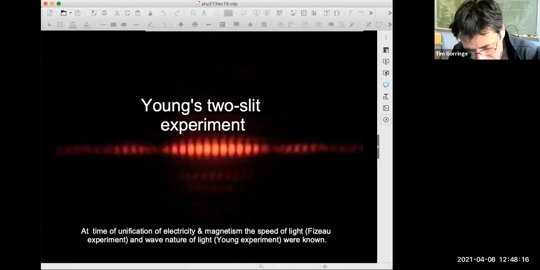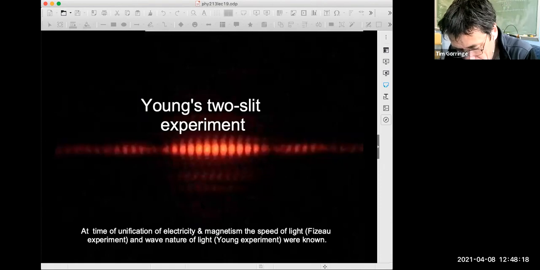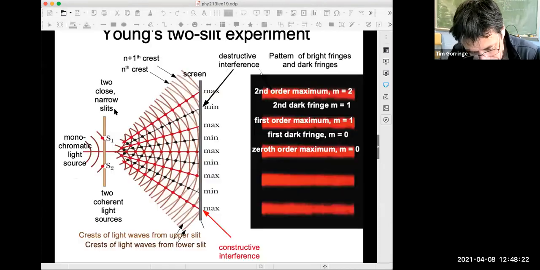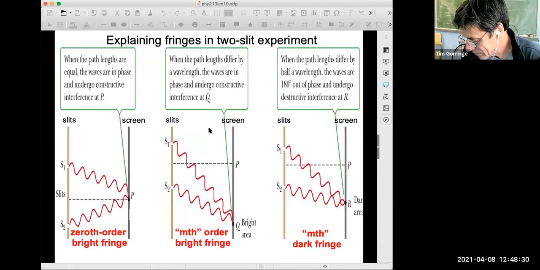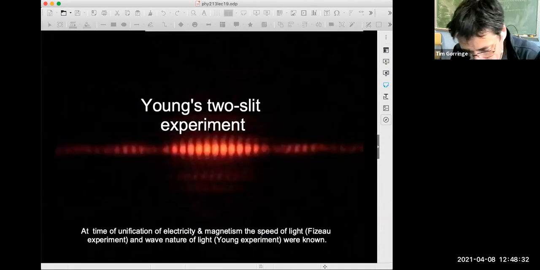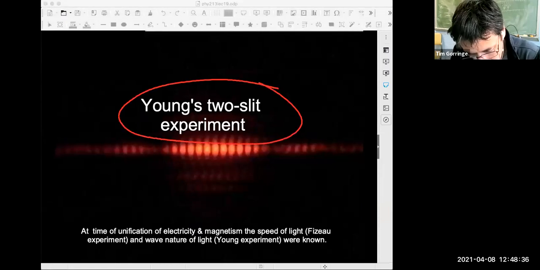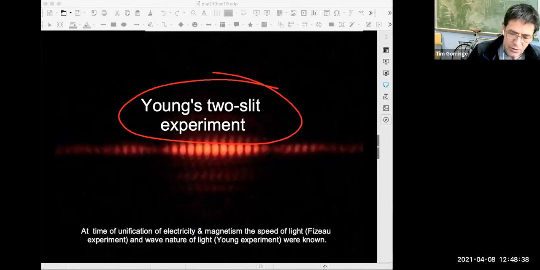Okay, so I'm going to talk now about this very super famous experiment. Super famous experiment is the two-slit experiment, Young's two-slit experiment. And it was the first experiment to demonstrate the wave-like property of light.